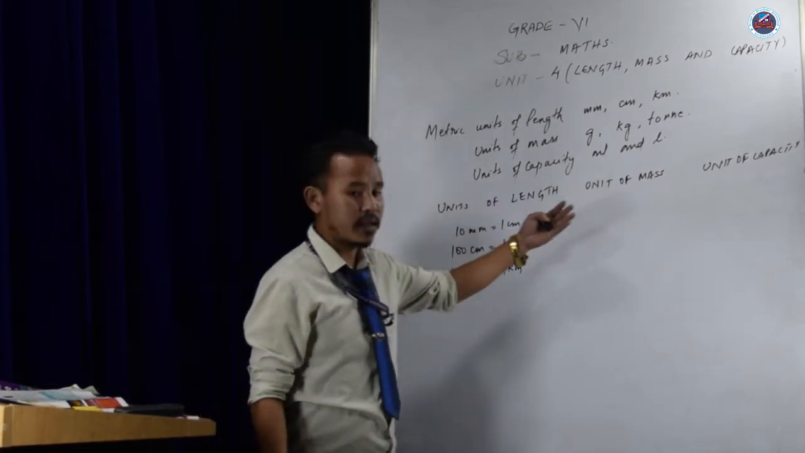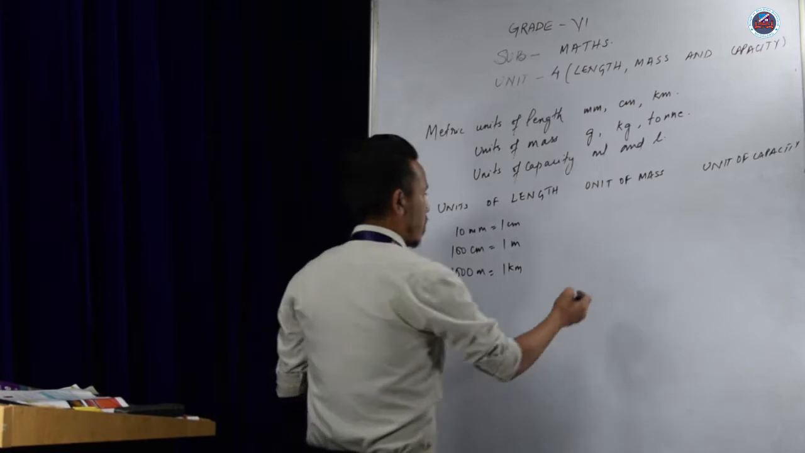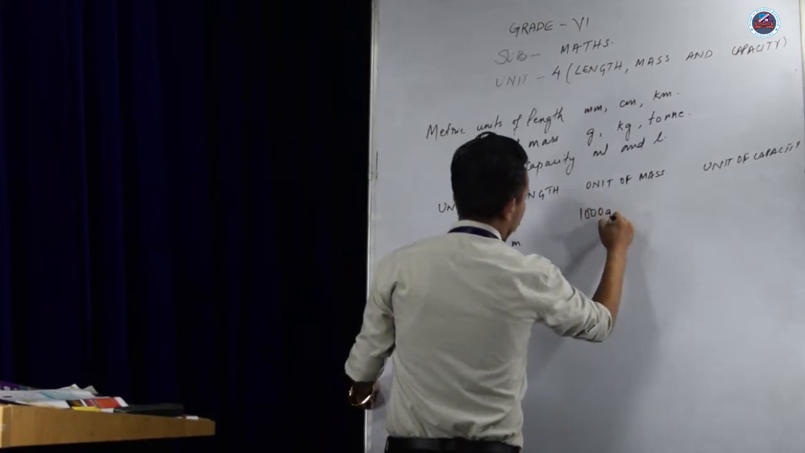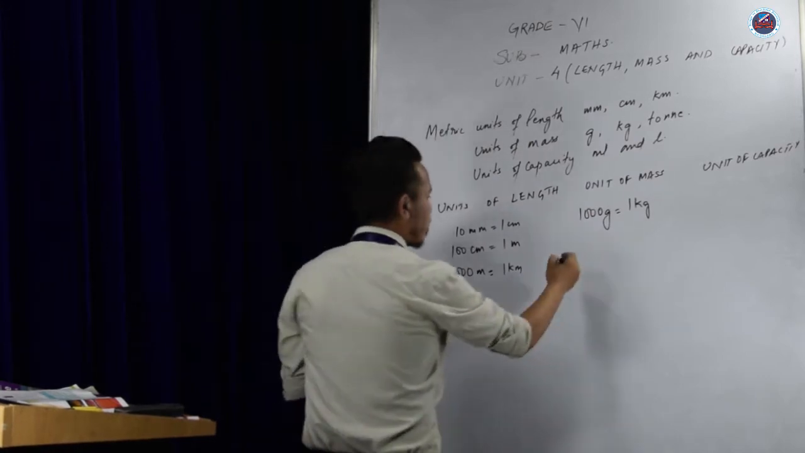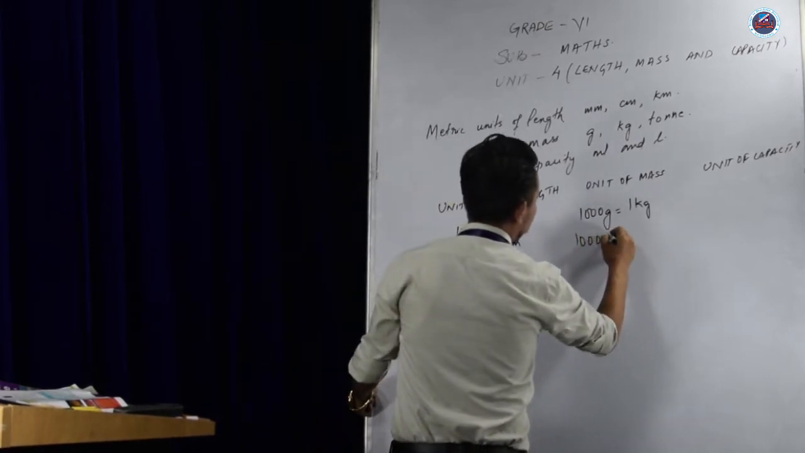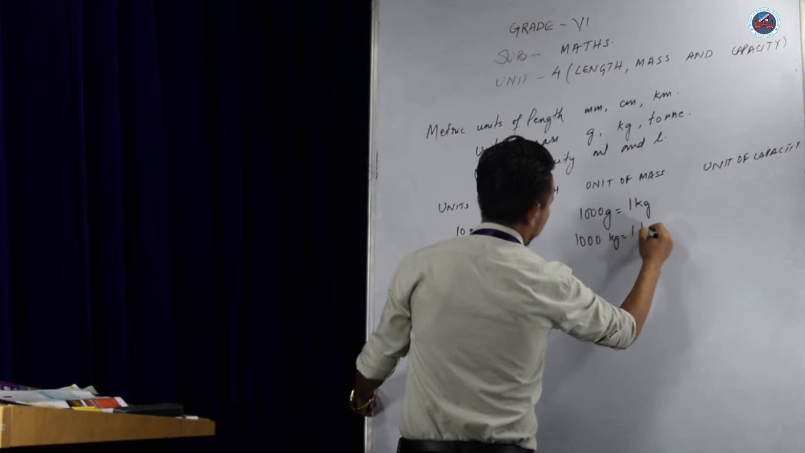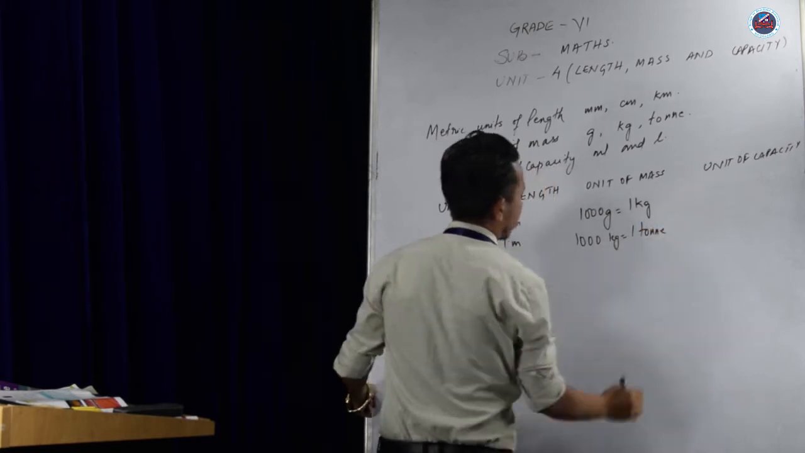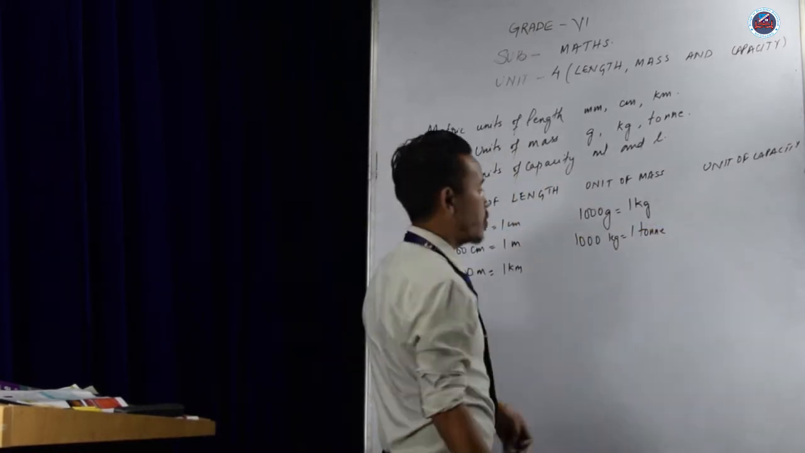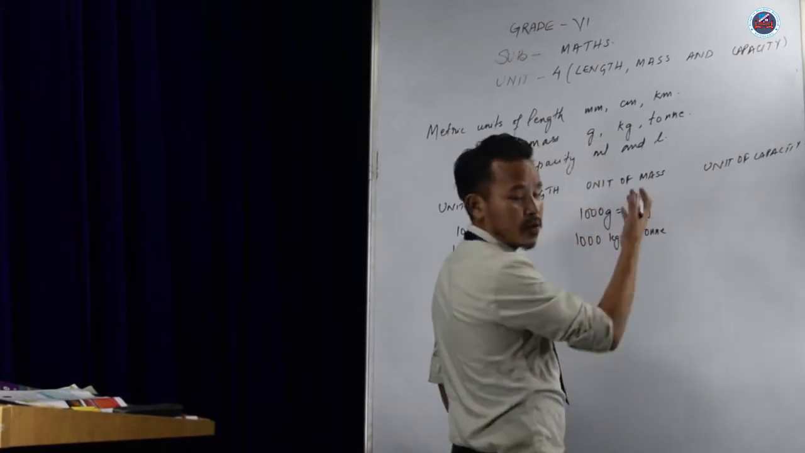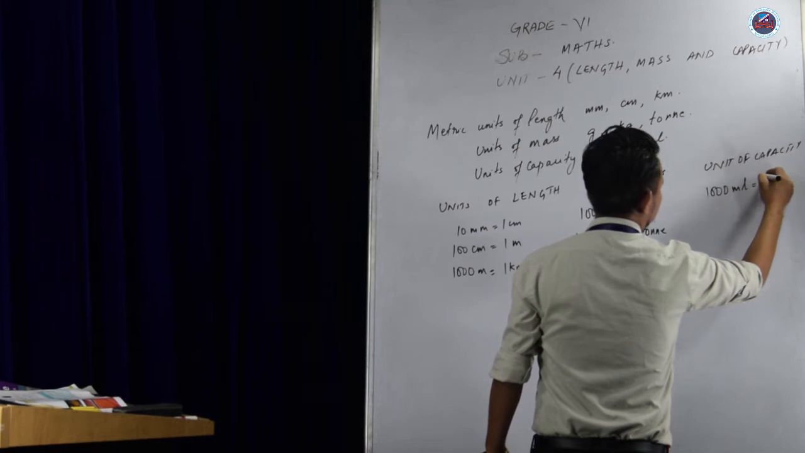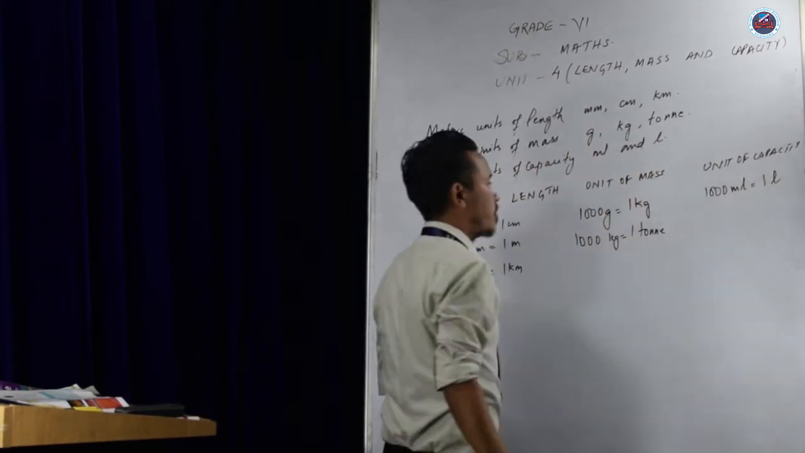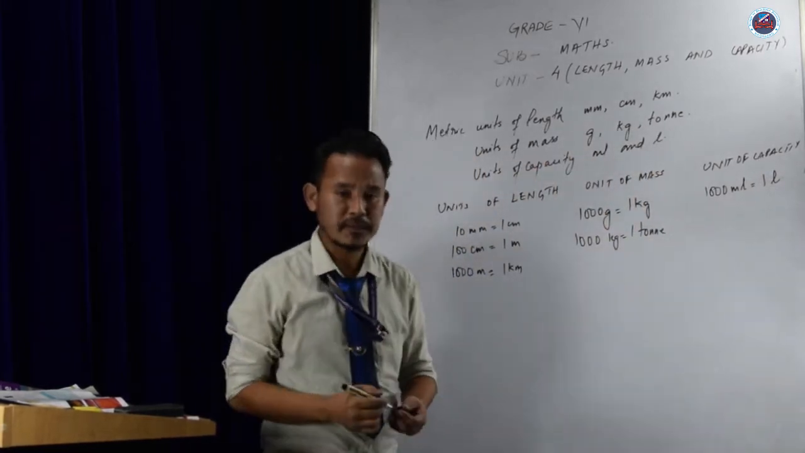Now let's move on to the unit of mass. That means 1000 gram is equivalent to 1 kilogram, and 1000 kilogram is equivalent to 1 ton. Likewise, for the capacity, we have 1000 milliliter, which is equivalent to 1 liter.